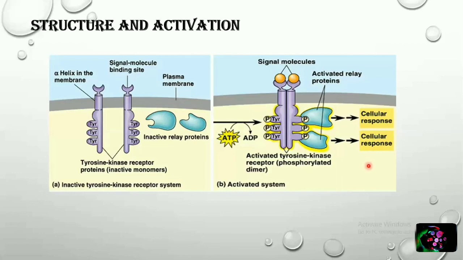What is the exact mechanism of activation of the receptor tyrosine kinase? The signal binding receptor associated tyrosine kinase phosphorylates a series of target proteins. These are the target proteins in the cytoplasm, and each protein triggers a separate cellular response. This is about the structure and activation of the receptor tyrosine kinase.